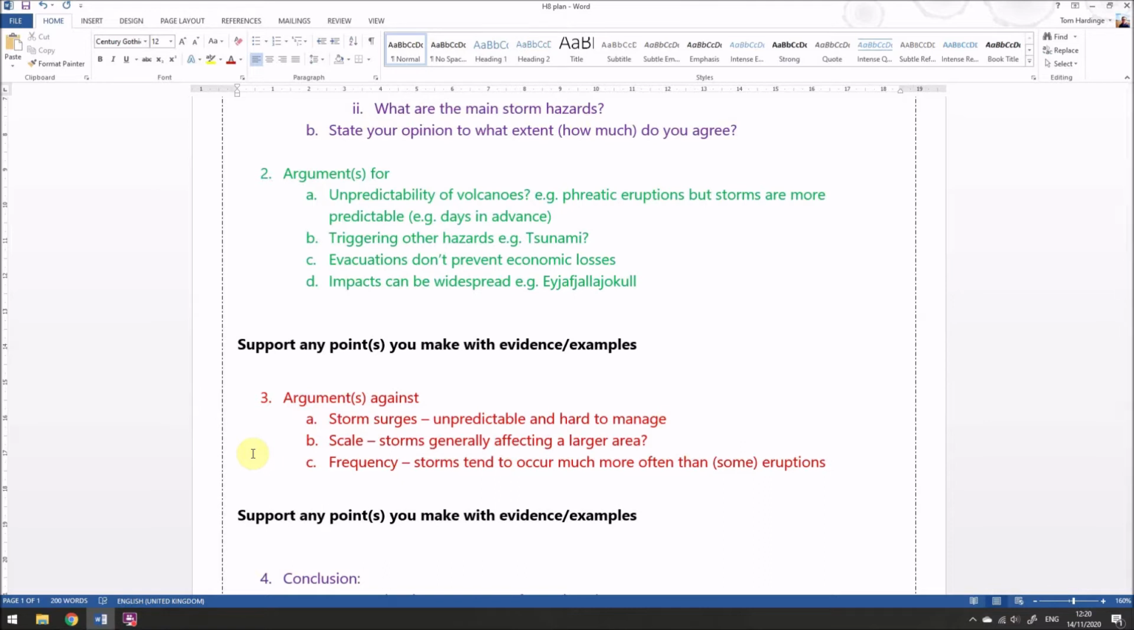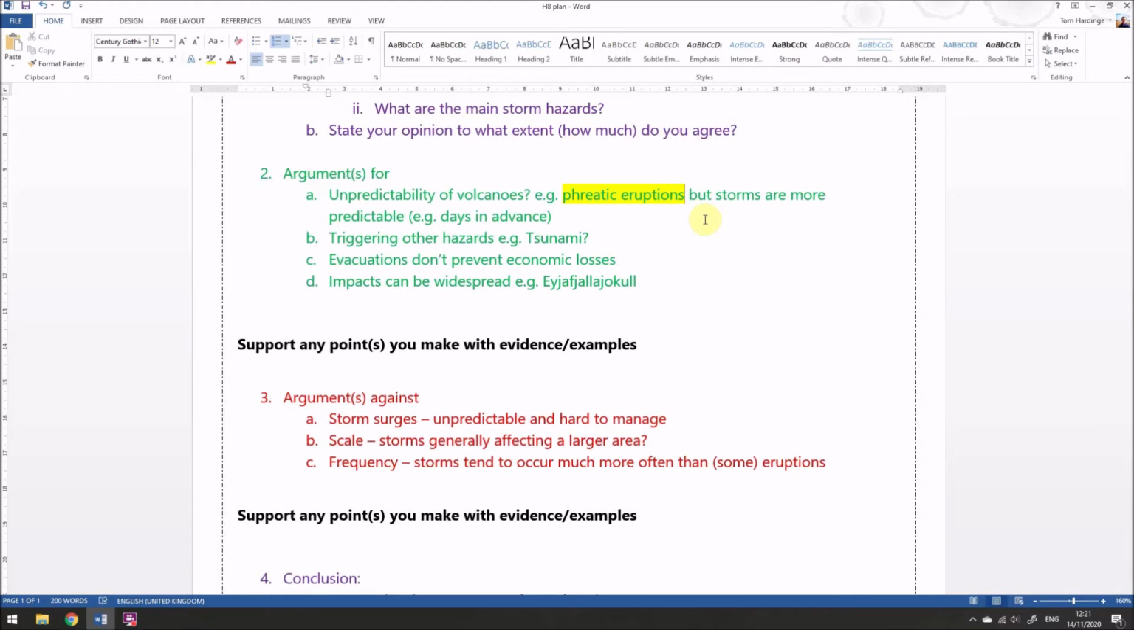So if we think about what arguments we could make that would support the idea that volcanic hazards are more impactful, we could think about the unpredictability of volcanic activity. So for example, phreatic eruptions are very hard to predict, but having said that, storms we can predict or monitor or forecast many days in advance. So we could make that point about predictability.